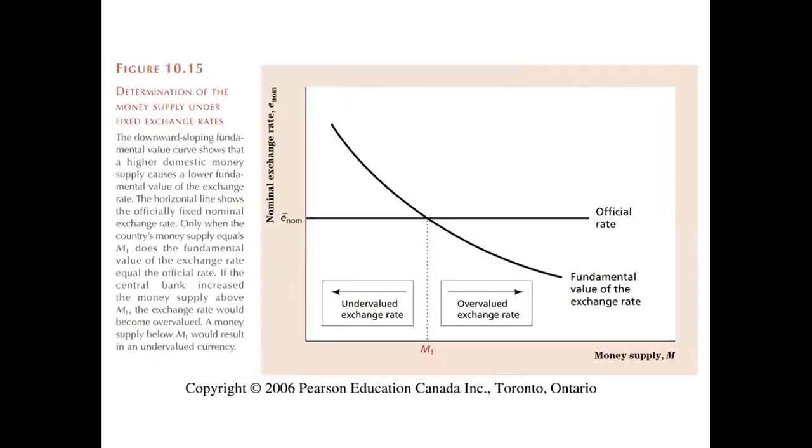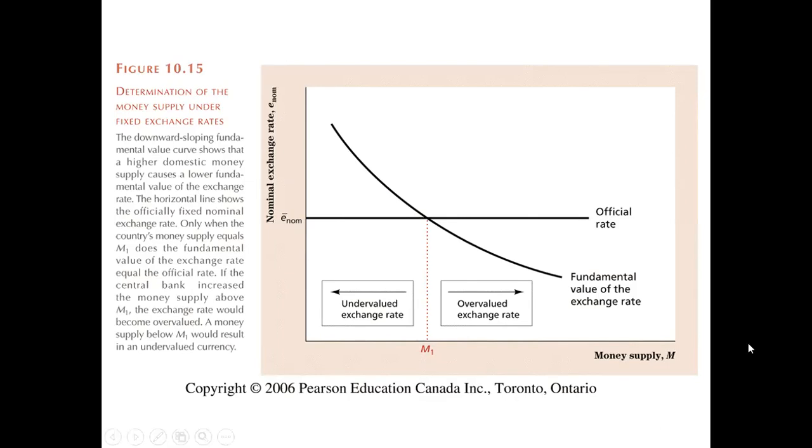Then in this illustration, we can say the money supply or M sub 1 being shown. So if this particular horizontal line is the official rate or our fixed rate, and then the fundamental value is downward sloping, this shows that for fundamental value, a higher domestic money supply causes a lower fundamental value of the exchange rate, which is true because there is more money in the market, therefore the real values will be going down, but the official will be fixed.